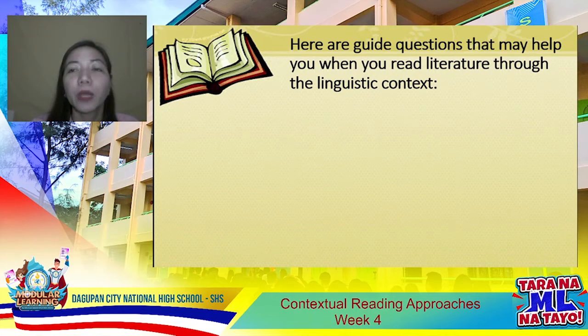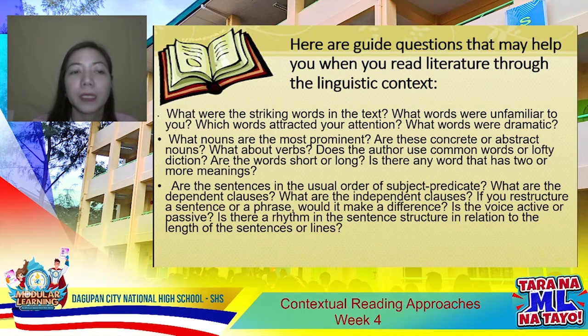Now, here are the guide questions that may help you when you read literature through the linguistic context. What were the striking words in the text? What words were unfamiliar to you? Which words attracted your attention? What words were dramatic? What nouns are the most prominent? I hope you still remember your nouns. Are these concrete or abstract nouns?